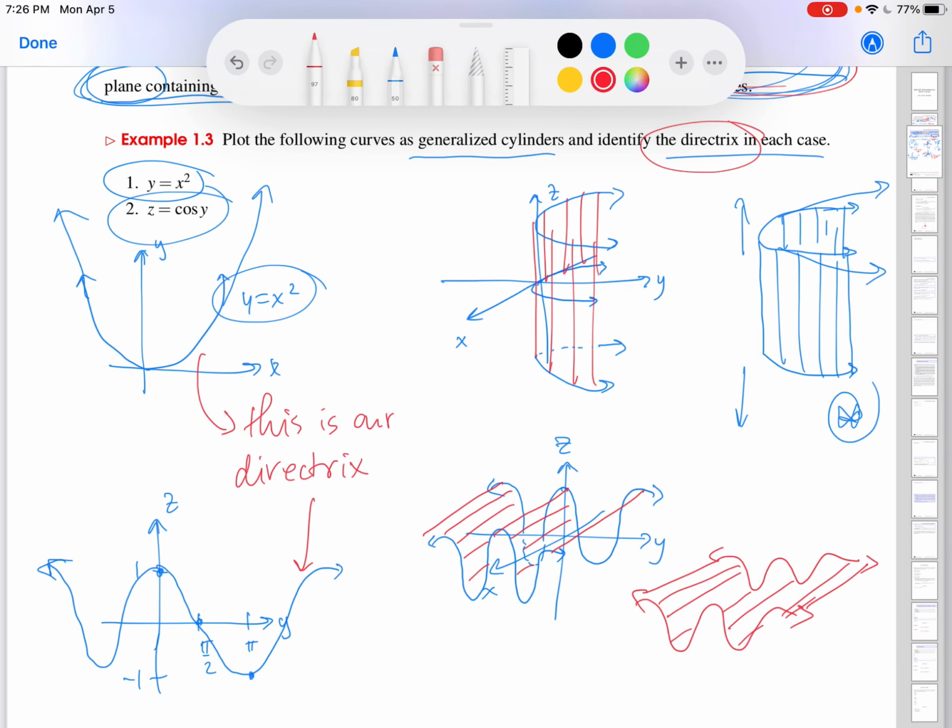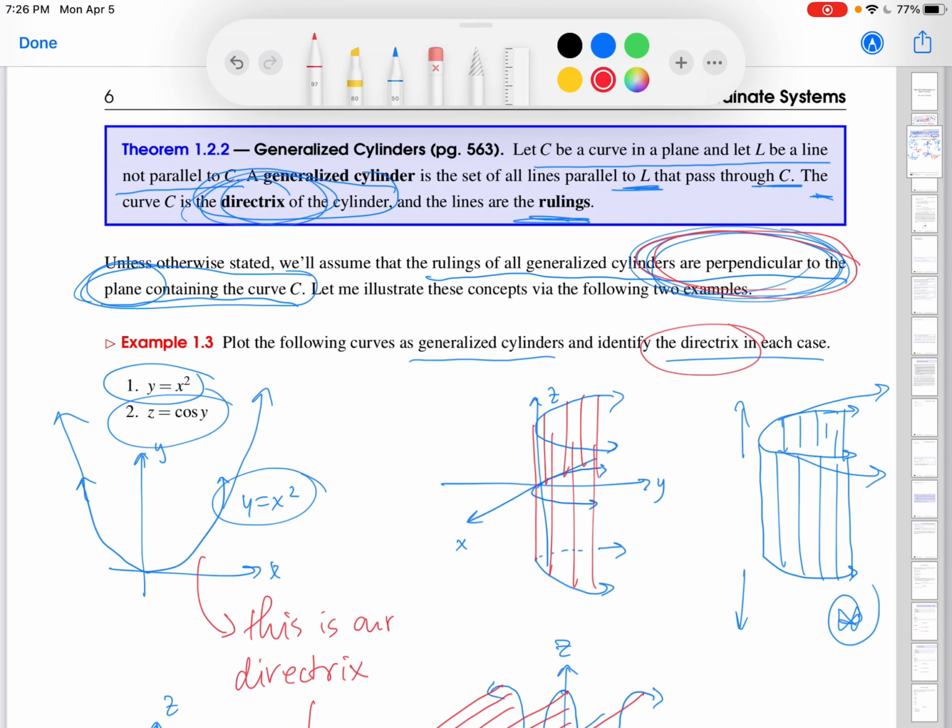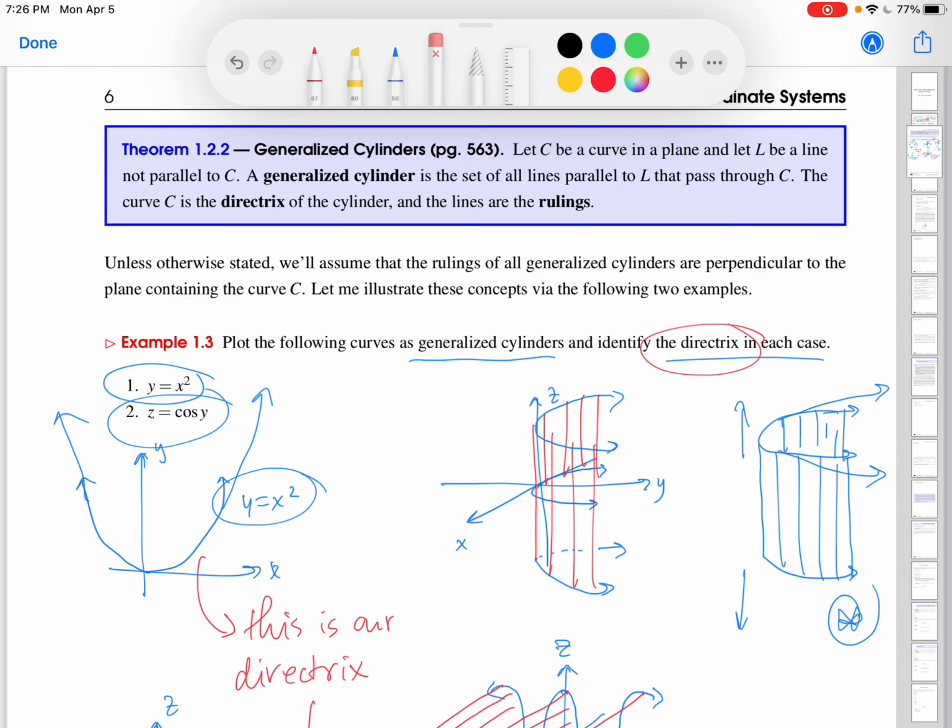Okay, great. So a quick recap of this last concept for this module. Generalized cylinders, although they can be more general, for us in this course, I will only ask you about generalized cylinders in which the rulings are perpendicular to the plane containing the curve C. So you will only ever see those types of questions and practice problems, for example in the examples.